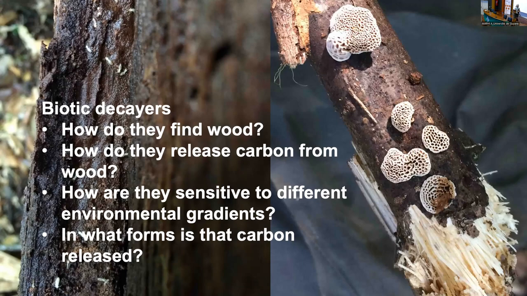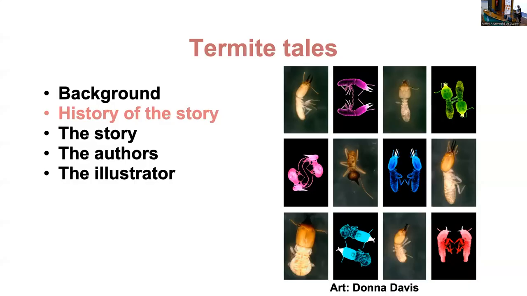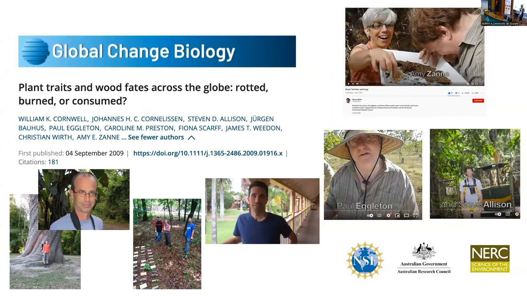So let's move into the history of the study. As I described to you before, I'm a botanist. I started my world by working in Ugandan forests, identifying trees and trying to understand where they grew, why they grew where they did. But I started building these trait databases. And so that led me to start collaborating with Hans Cornelissen and Will Cornwell in what became a working group that led to this paper, The Plant Traits and Wood Fates Across the Globe. So we reviewed how plant traits affect decomposition.